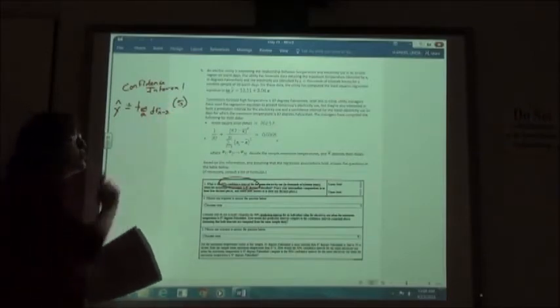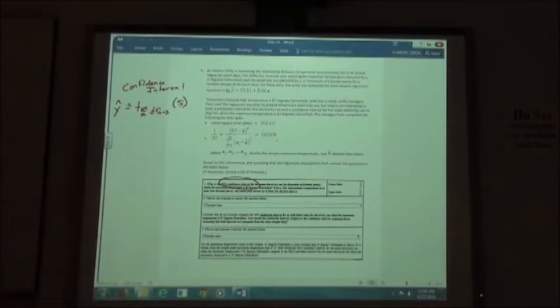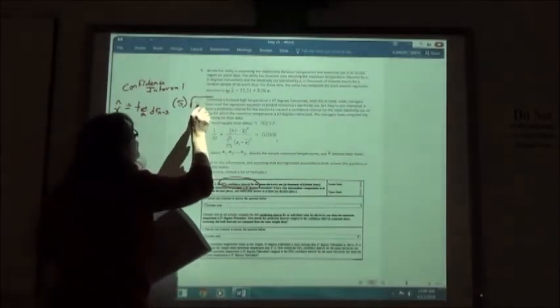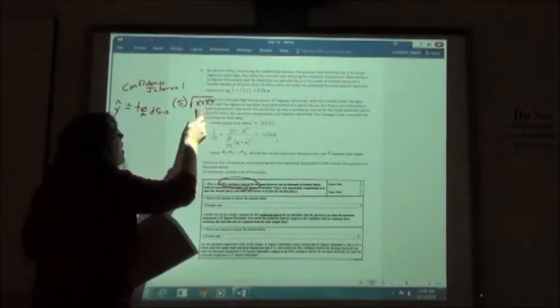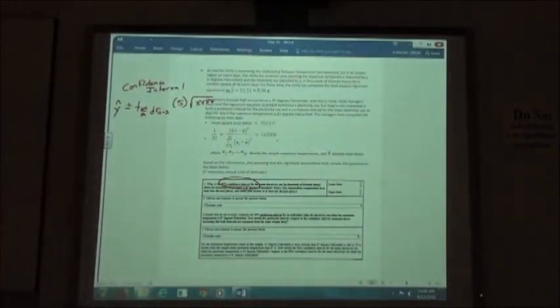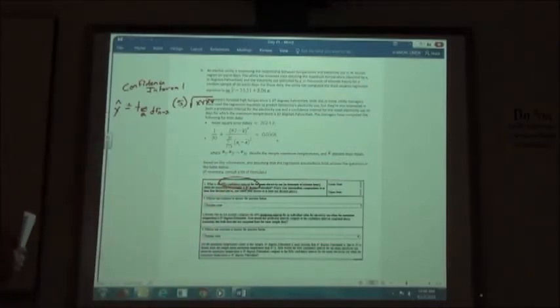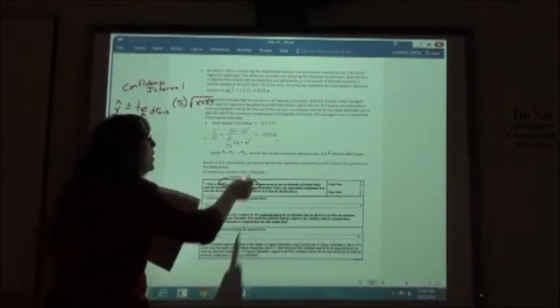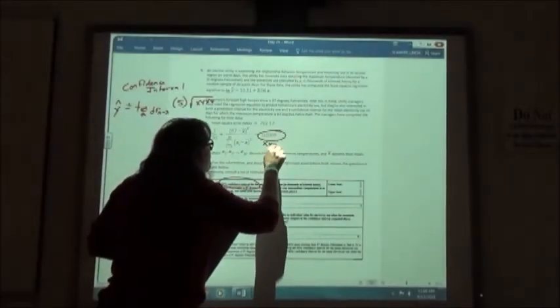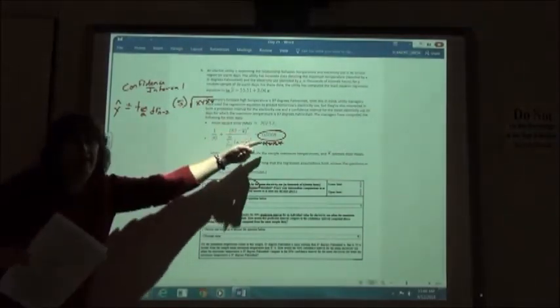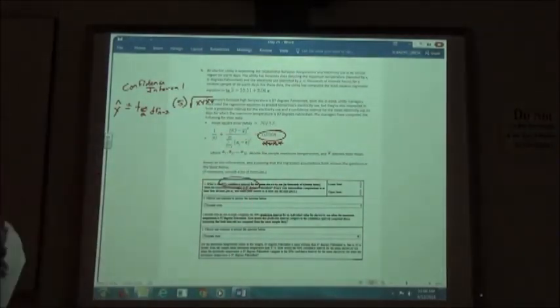We take it times S, which we calculated on the previous one. And this is the part that's different in our formula. Here you're just going to have the square root of that given number. On the prediction interval, you have 1 plus the number. So you have to pay attention: are you doing the confidence interval or the prediction interval? For the confidence interval, we just use this given number. If we're doing the prediction interval, we add 1 to that number. So that's the difference in the two formulas.